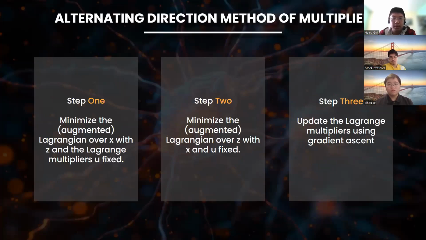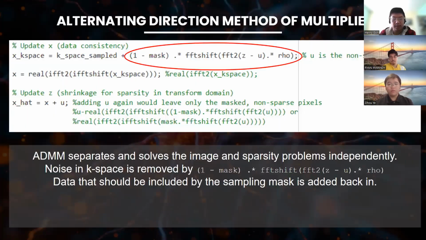Well, we can use the alternating direction method of multipliers, or ADMM. It essentially separates the Lagrangian of the x and the z so that we can solve for them separately. And then it updates the Lagrange multipliers using a gradient ascent. We can see this method done here.